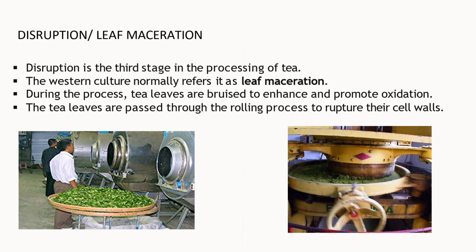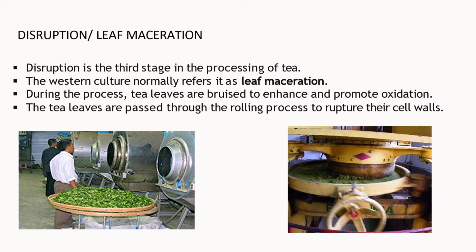Disruption and leaf maceration. See guys, I'll be explaining, but you have to imagine and keep looking at the pictures too. That's how you can imagine and picturize well. So what is leaf maceration? Leaf maceration usually comes from the Western culture. It is the third stage: first is harvesting, second is withering, and third is disruption or leaf maceration. During this process, the leaves are promoted to oxidation. In further slides, I'll be telling you how much oxidation gives rise to what kind of teas.